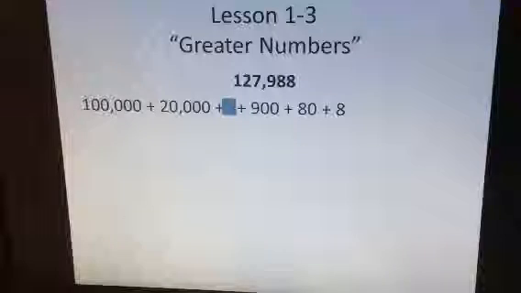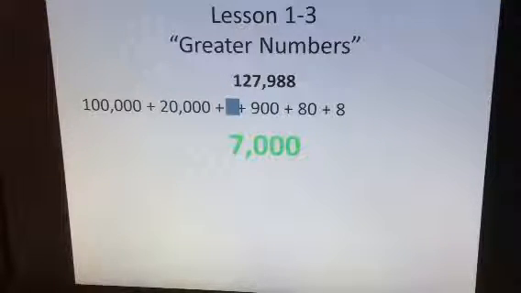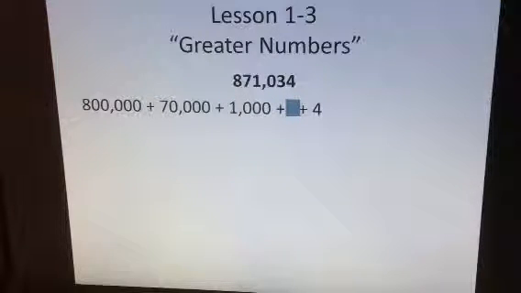Try this one. What number goes in the blue box? 7,000 goes in the blue box. Try this one. What number goes in the blue box? 30 goes in the blue box.